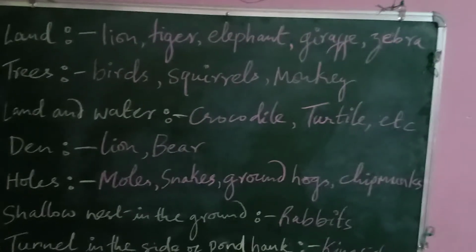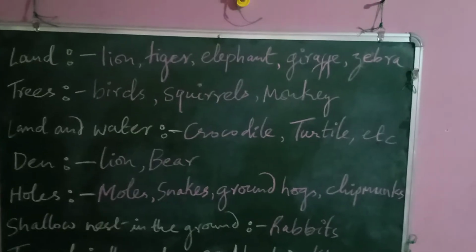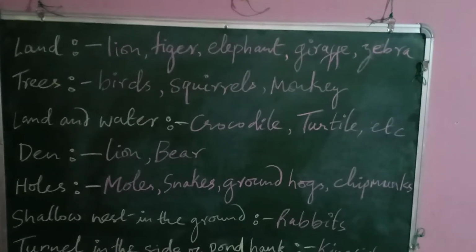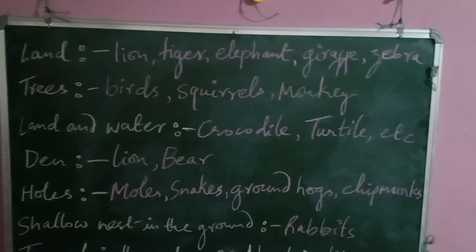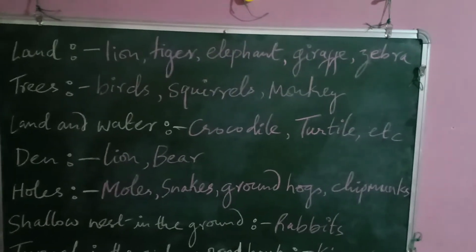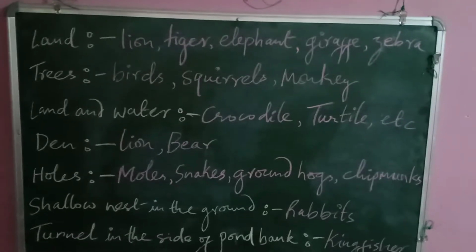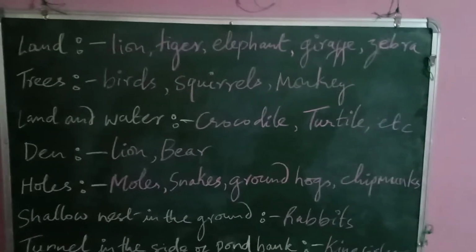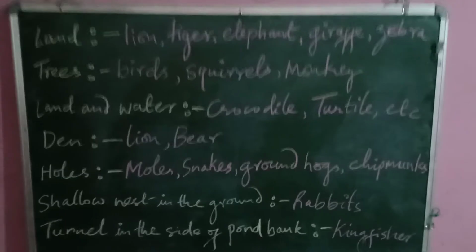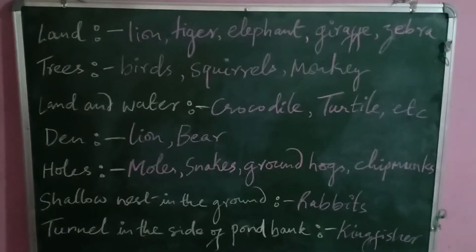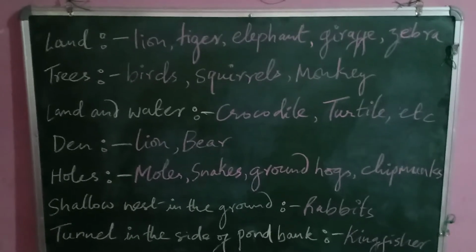So for the land, I have written here lion, tiger, elephant, giraffe, and zebra. These are the animals which exist on land, okay, and make their own homes to live in. After that, trees: birds, squirrels, monkeys, all these creatures live in the trees. So trees are their homes.